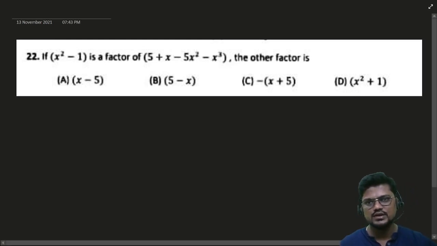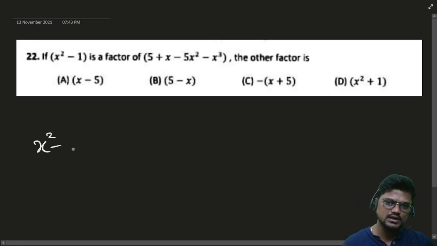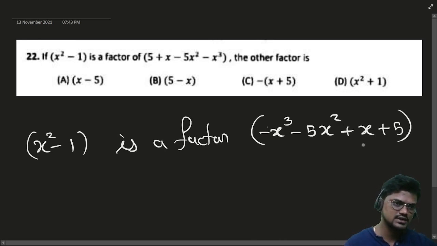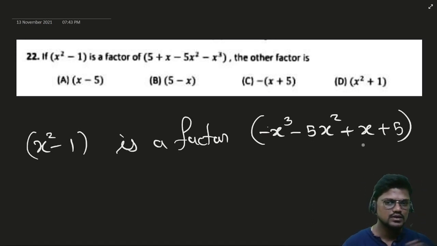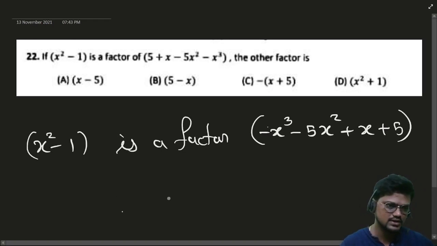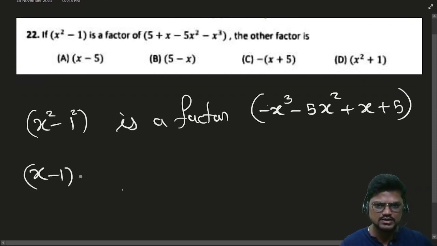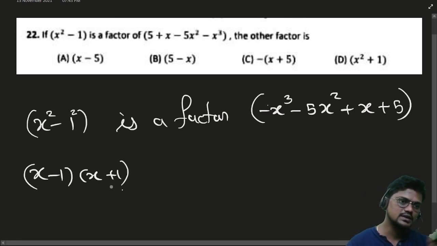Fine. See over here, since it is given that x square minus 1 is a factor of this, you can write it as minus x cube minus 5x square plus x plus 5. I have not done anything. I've just written first cube, then square, then x, then 5 constant. Since x square minus 1 is a factor, you can write it as x square minus 1 squared. If I expand this, it will be x minus 1 and x plus 1. That means x minus 1 and x plus 1 both are factors of this.